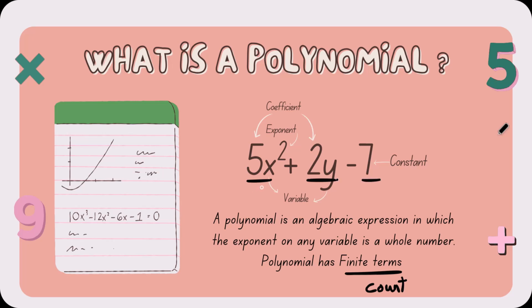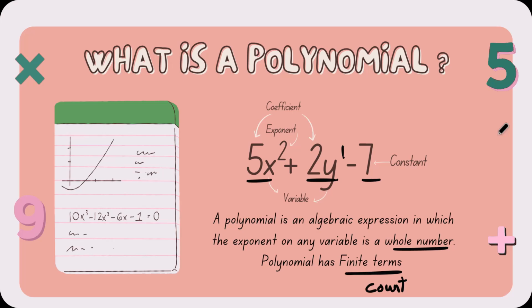What is the coefficient of 5x squared? 5. What is the coefficient of y? It is 2. What is the exponent here of x? The exponent of x is 2. What is the exponent of y? It is 1. So 1 and 2, those are whole numbers. As long as they are whole numbers, then only it'll become a polynomial. Minus 7 is what? A constant. Any doubts you have, you can always post in the discussion.